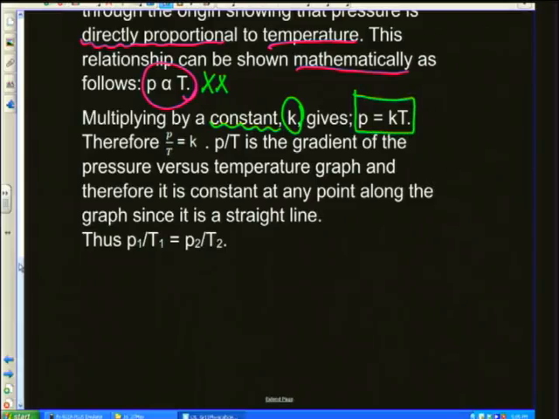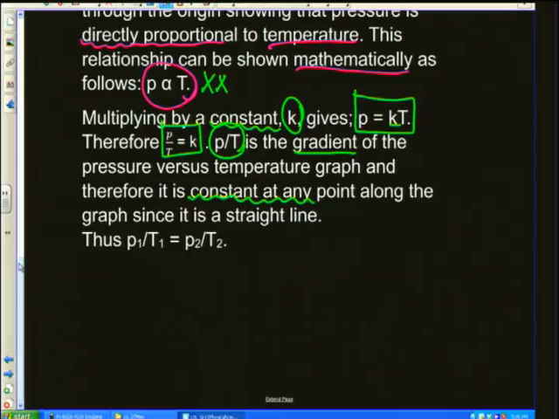Therefore, if P is equal to KT, I can have P over T giving me K. Because if I want to make K the subject of the formula, P over T will be equal to K. So P over T is the gradient of this pressure versus temperature graph, and therefore it is a constant at any point along that graph.